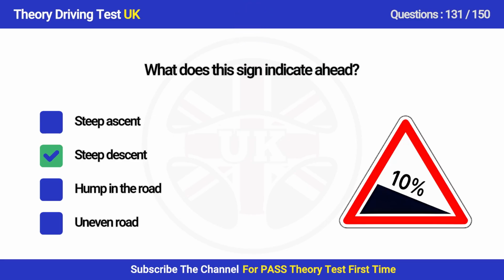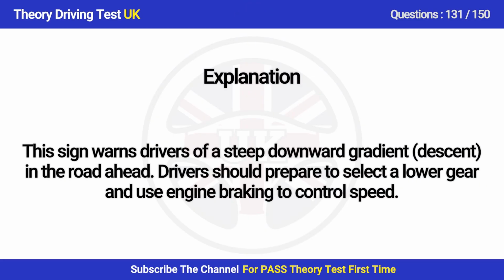Answers is B. Steep descent. This sign warns drivers of a steep downward gradient in the road ahead. Drivers should prepare to select a lower gear and use engine braking to control speed.